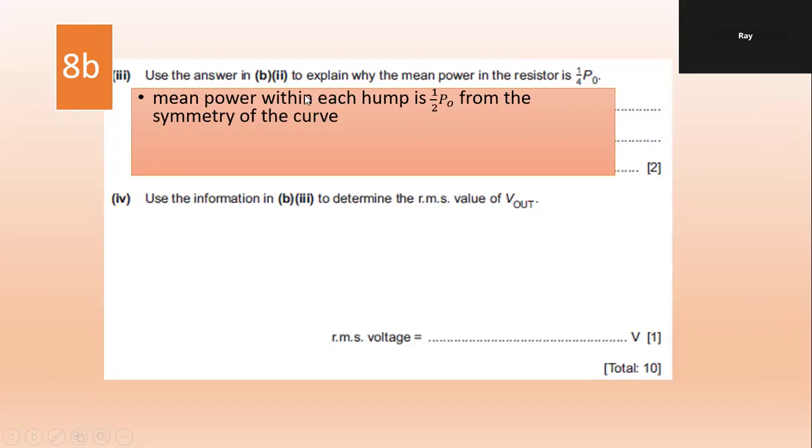Mean power within each hump is half P naught, from the symmetry of the curve. This one is AC. The mean power for AC alternating power is half the peak power. One loop, just one loop, right? Yeah.